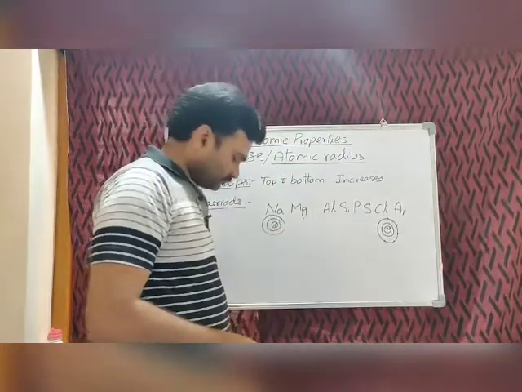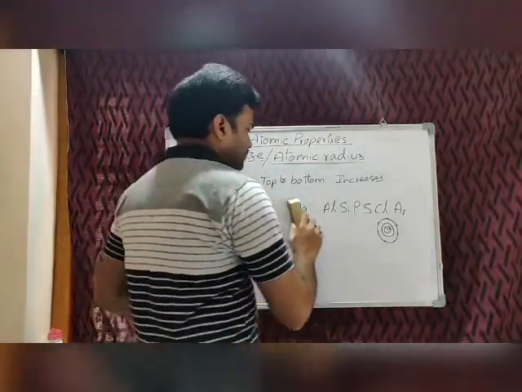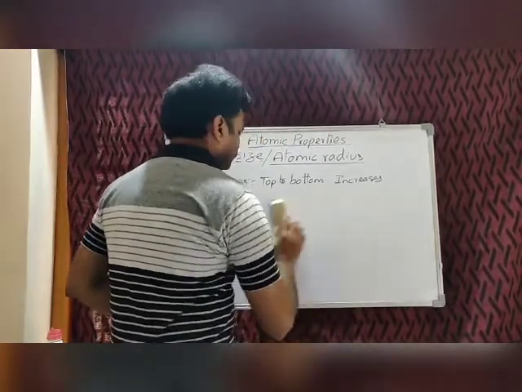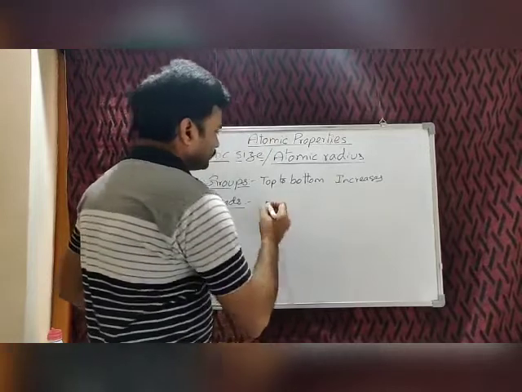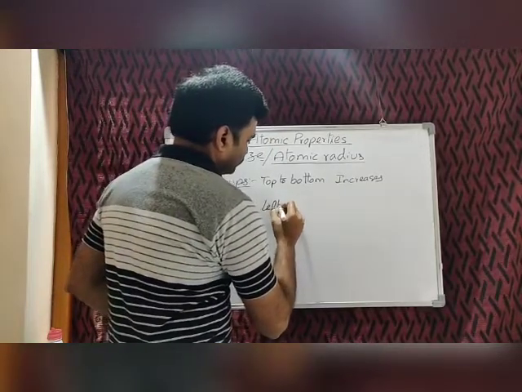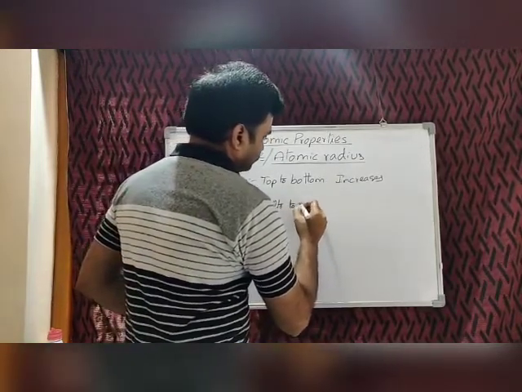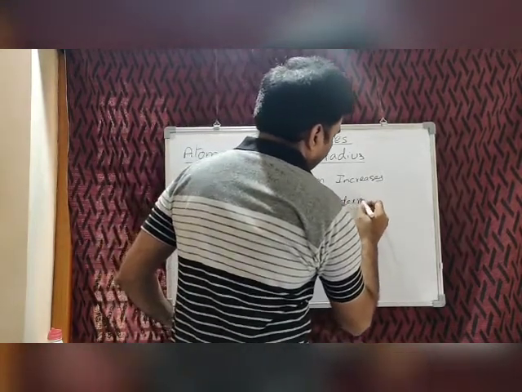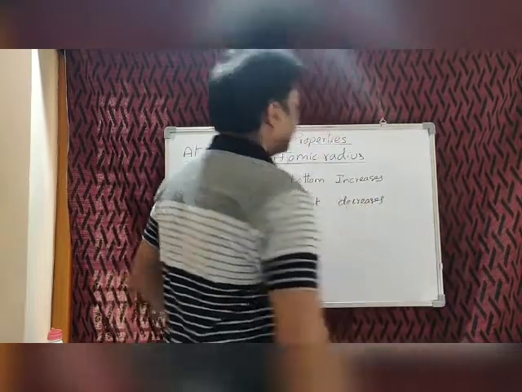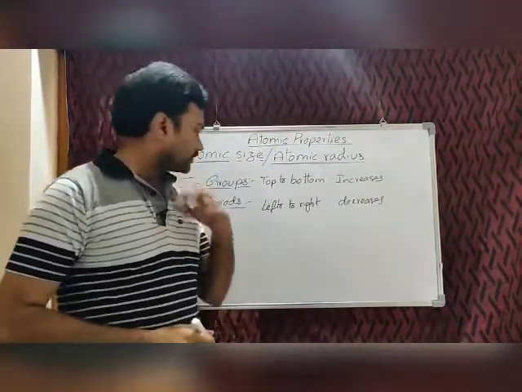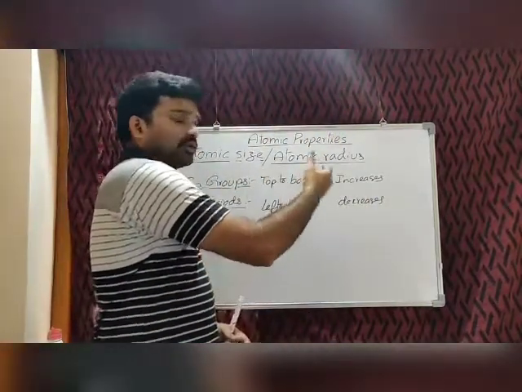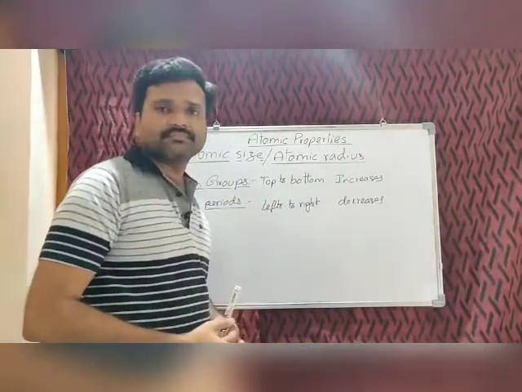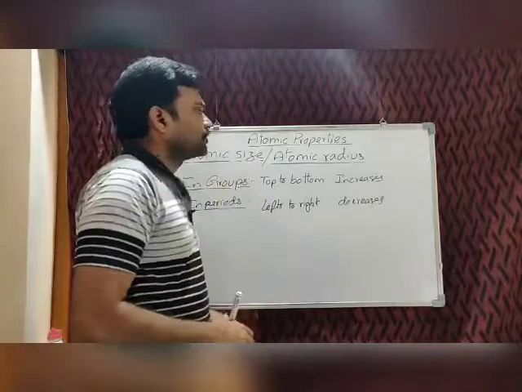This is the variation of atomic size in the periods. So to say, atomic radius in a group from top to bottom increases, and in a period from left to right decreases. This is about the variation of atomic size.